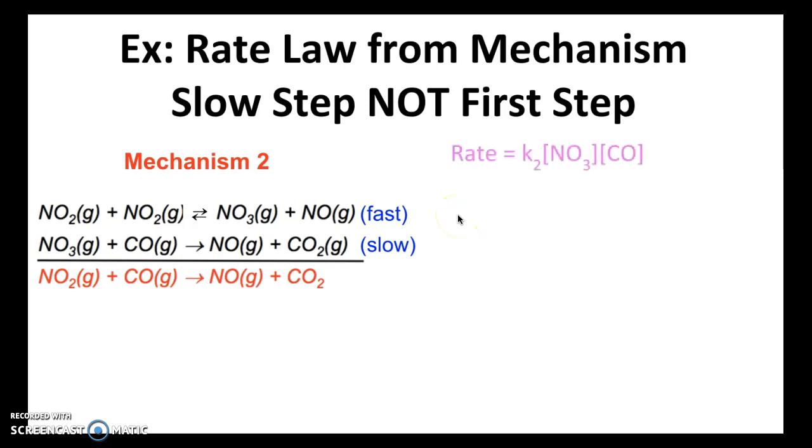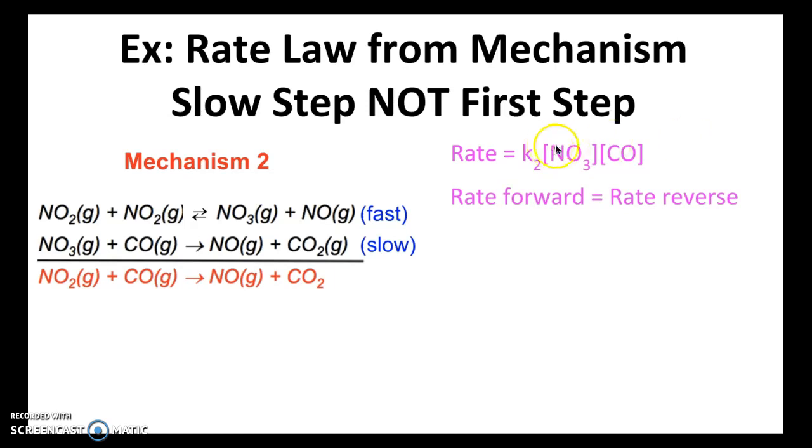And when we do, we get rate is equal to K2 times concentration of NO3 times concentration of CO. So let's just break that down for a moment. Remember, K is the rate constant. And here, because the slow step is step 2, we use just a subscript 2 to mark off that this is K2 for step 2. Now we have the concentrations of the reactants. The two reactants in the slow step of mechanism 2 are NO3 and CO. And they both have a coefficient of 1, so the rate orders are going to be 1.